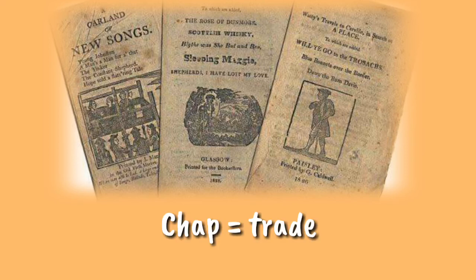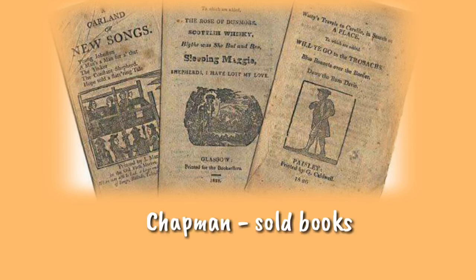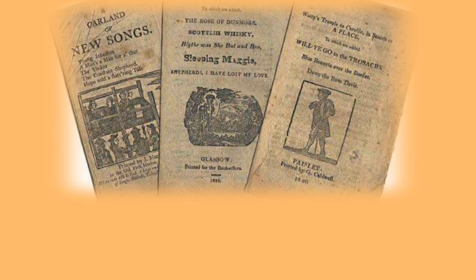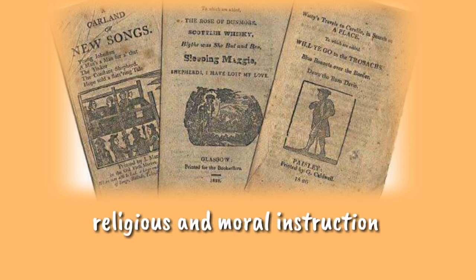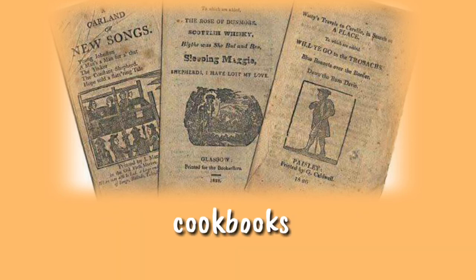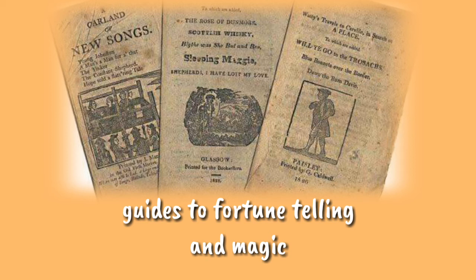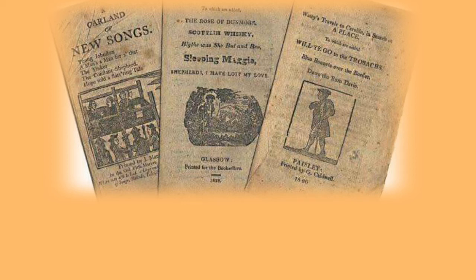Chap comes from the Old English for trade, so a chapman was literally a dealer who sold books. Chapmen would carry boxes containing conveniently sized editions, either in town or on street corners or traveling through the countryside. Among the types of content contained in chapbooks were romantic tales of chivalry, religious and moral instruction, cookbooks, guides to fortune-telling, and magic. Chapmen traveled through England as early as the 1570s.